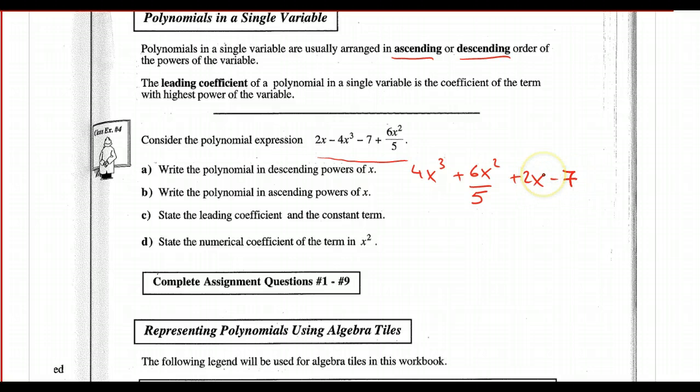Okay, and again, the key thing is the degree on the term. In this case, 3 is the biggest degree. The leading coefficient is the number on the term with the highest degree. So in this case, the leading coefficient is 4, and the constant is -7. Again, the constant is the term without a variable. State the numerical coefficient of the term x squared. Okay, it's not just 6, it's 6 over 5. So be careful if you have a fraction.